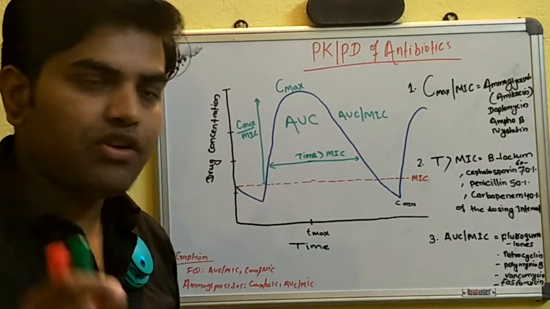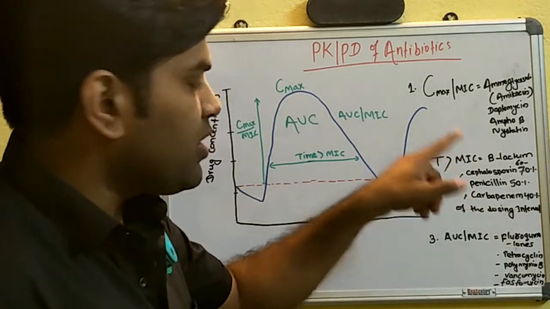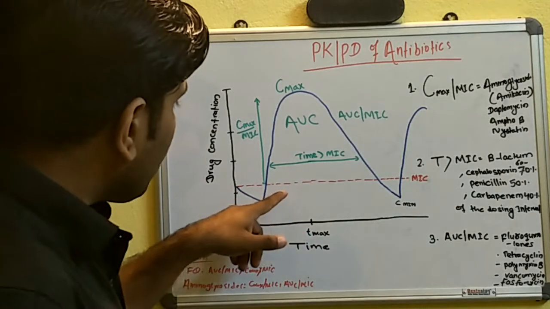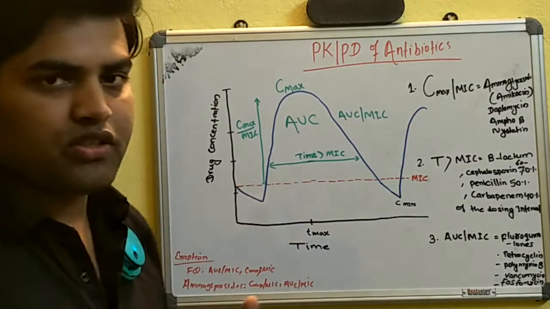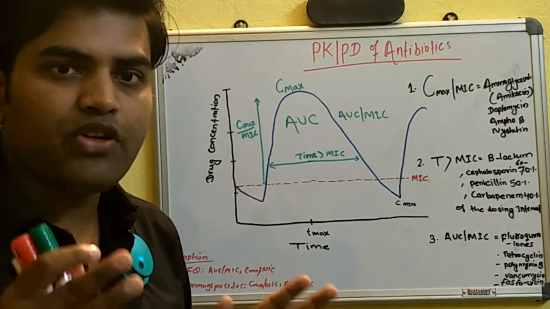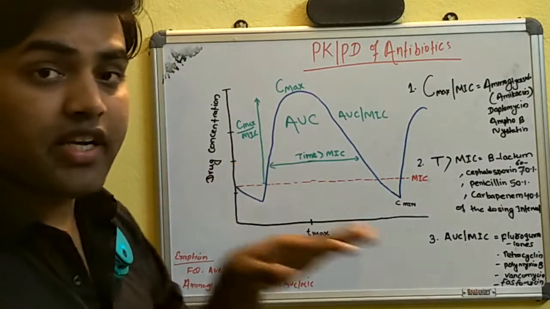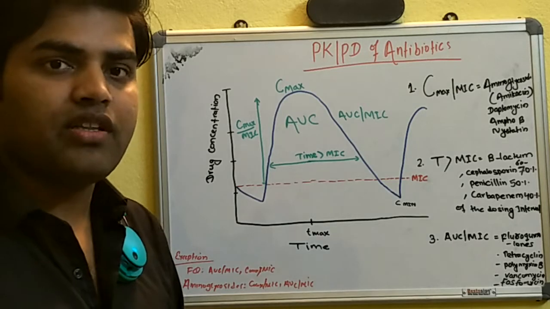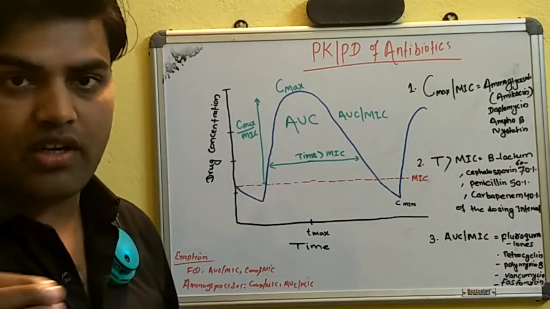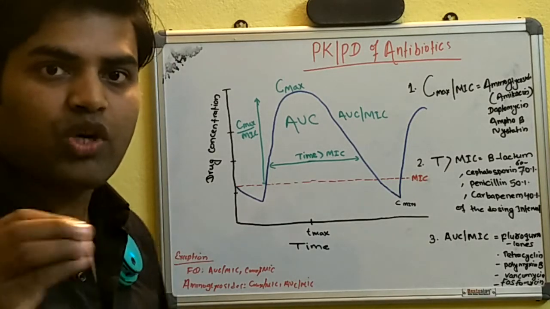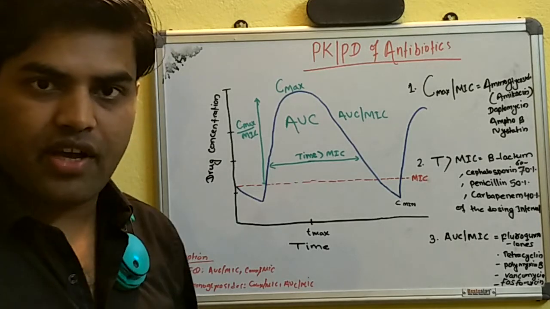It is said that if it is a time above the MIC group of drug, and you are not giving above 50%, suppose there are 24 hours, if you are not giving at least 12 hours of your drug above the MIC, if it is not achieving that concentration, it means there is a 32% mortality. 30 to 50% mortality has been seen in the clinical trials.